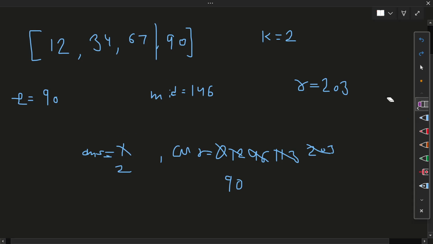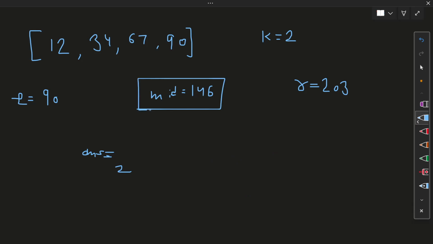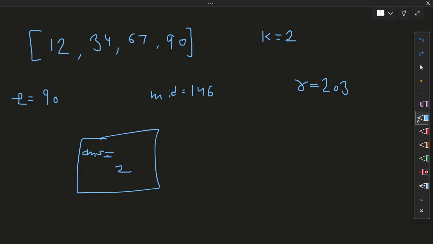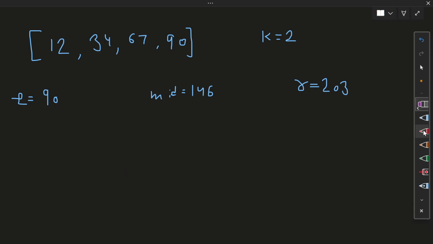So we have traversed the array. Then what we got? We got two persons. If we allocate at max 146 pages to one person, then we require two persons. So this is a valid answer. So the answer can be 146 or can be smaller than this value.